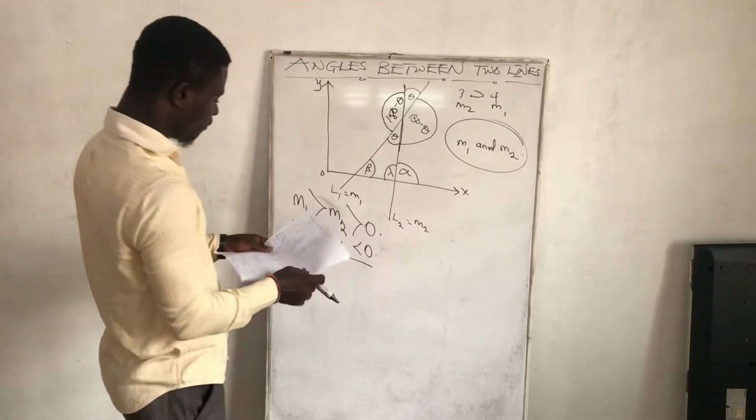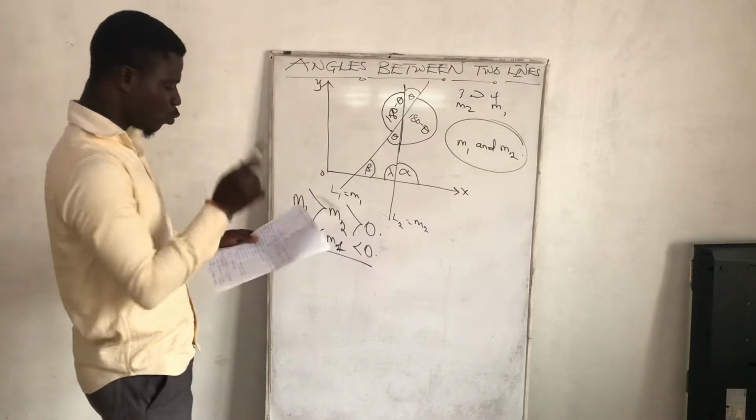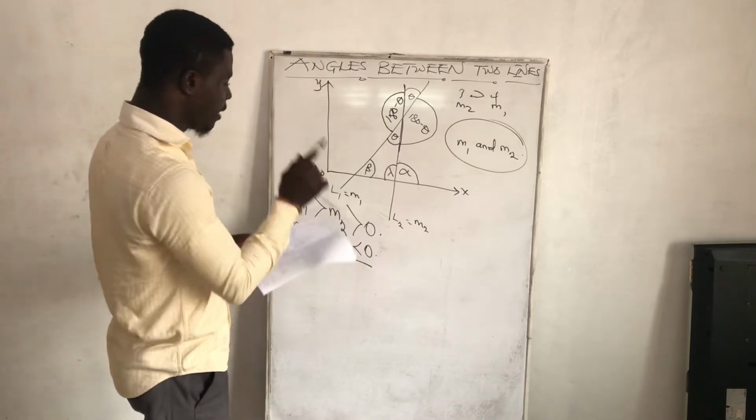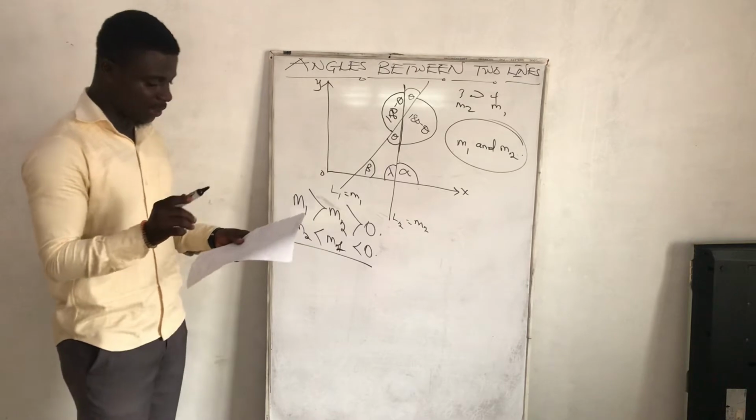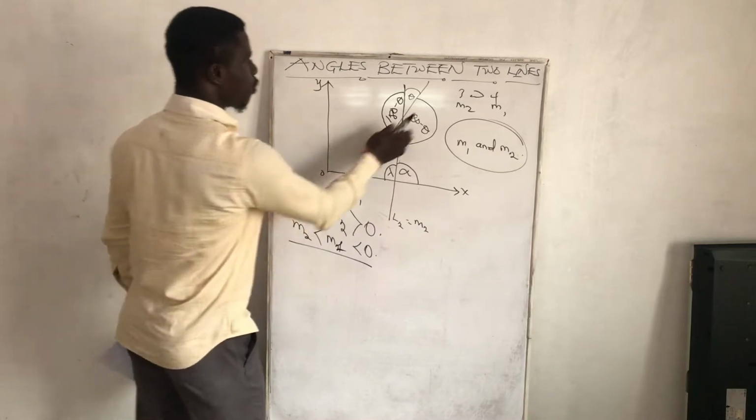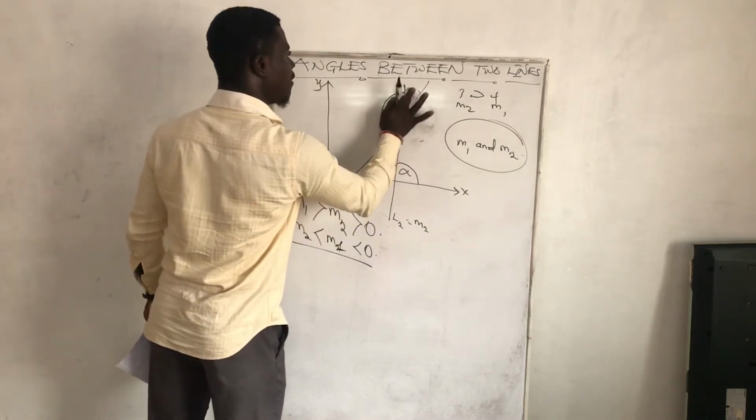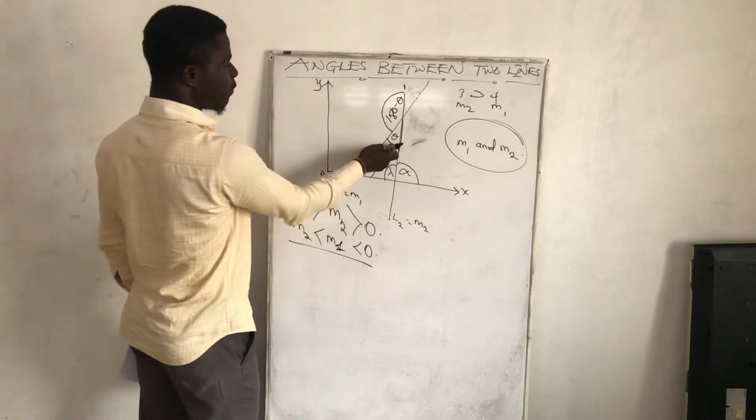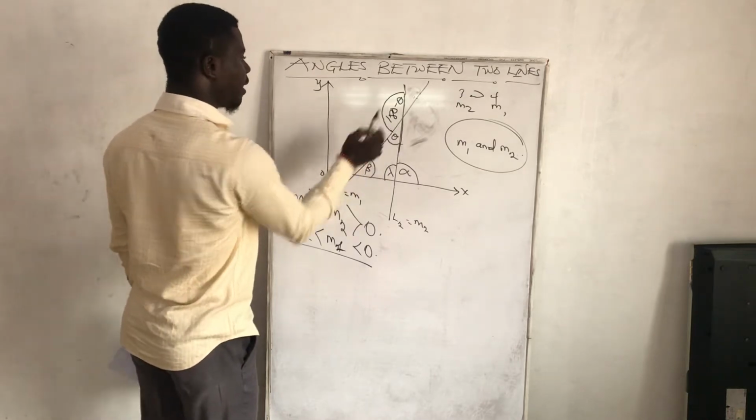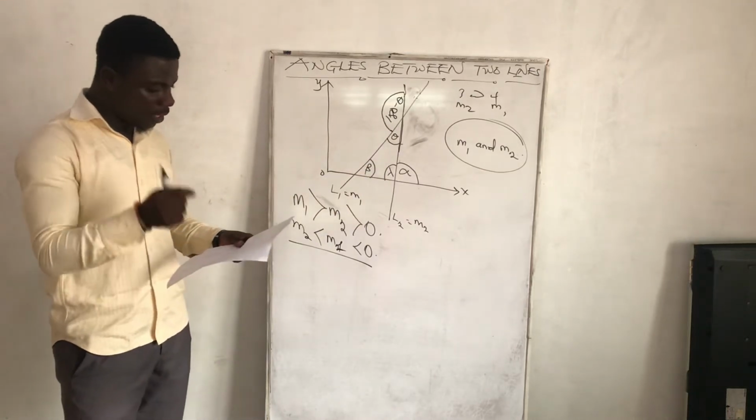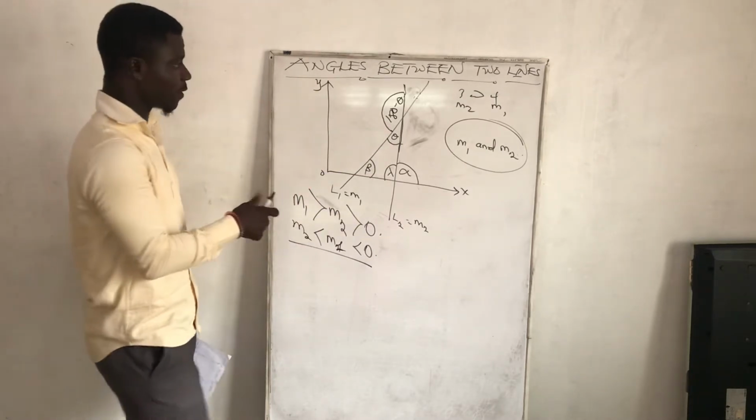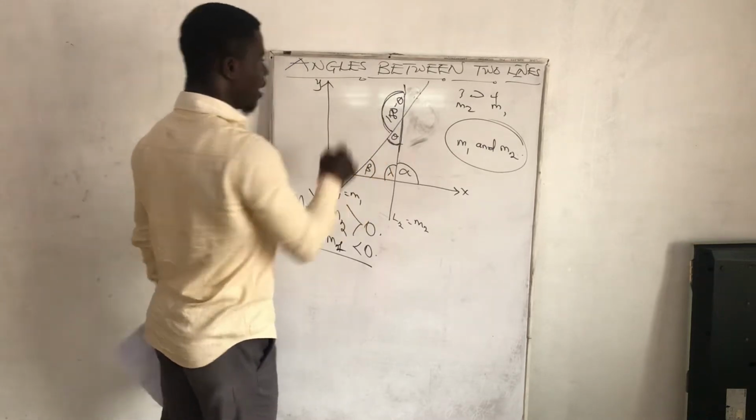Alright. Now, suppose that M1 is greater than M2, greater than 0. Observe that there are two different angles between L1 and L2. So we have angle theta, then we have 180 minus theta. Two different angles: theta, then 180 minus theta.